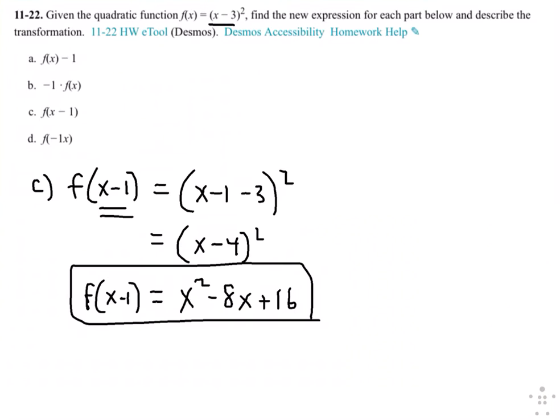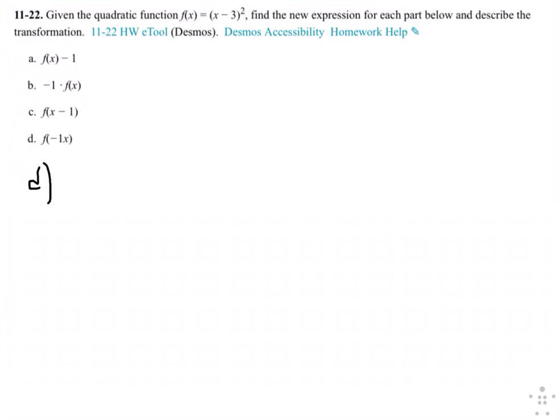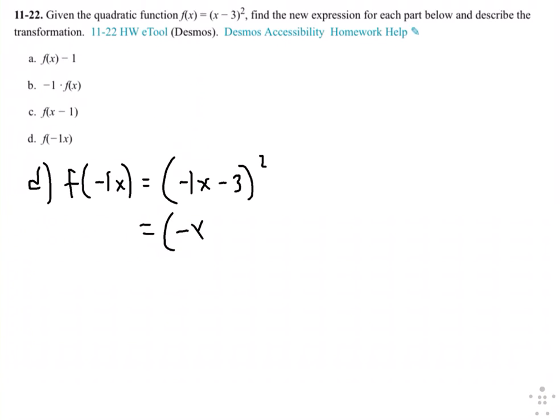Okay, on D, let's make space. For D, we have f of negative 1x. So wherever I see an x, I'm going to put negative 1x, right? So x minus 3 becomes negative 1x minus 3 squared. Again, the book will probably leave it like this, but again, unless it says leave in factored form, which it doesn't. So for this one, I get x squared.